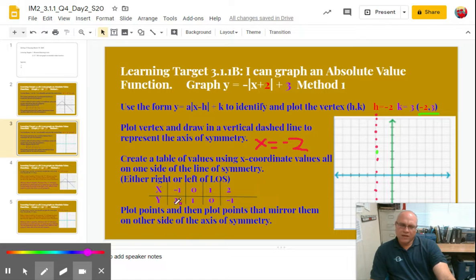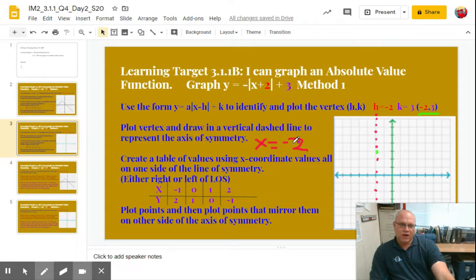What we do next is create a table of values. The way I like to create it is to pick a number of x values either to the right or to the left of negative 2. In this case, I think it's going to be easier if I use x values going to the right. So what's the next value of x right of negative 2? That's right, it's negative 1.